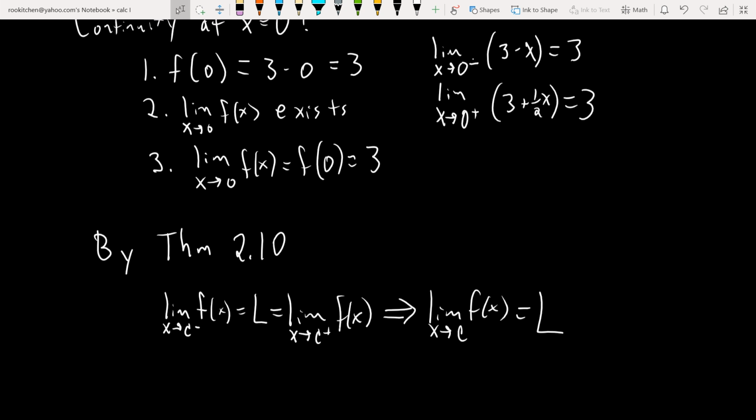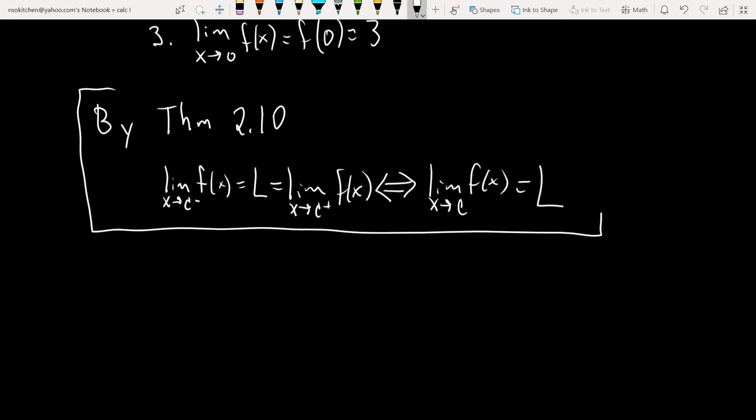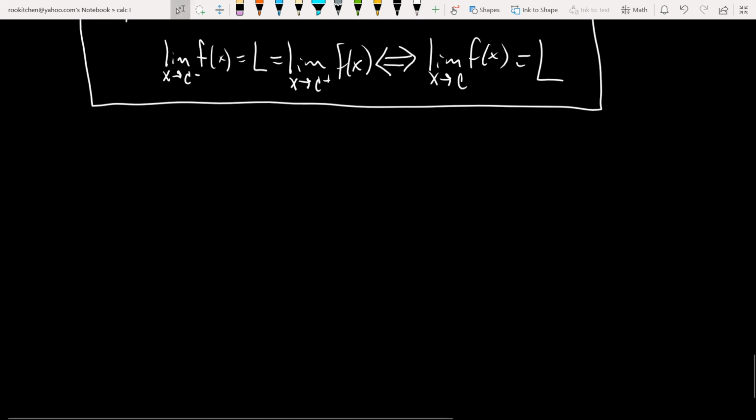So it works in both directions. If you know that the limit of f of x as x approaches c is L, it also implies that the left and right hand limits will be L as well. So this is kind of an important theorem in this section that we'll use to establish continuity in these weird cases. Okay, properties of continuous functions.